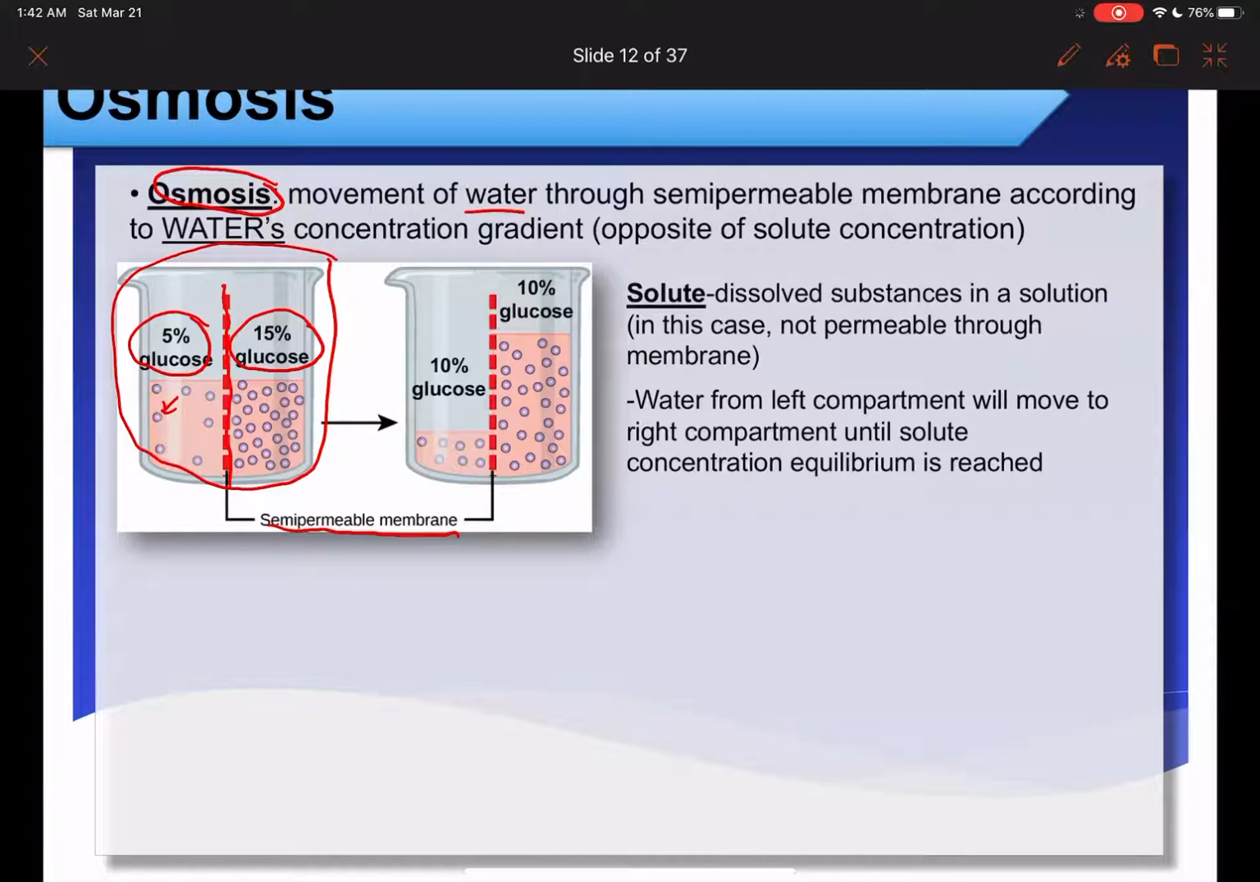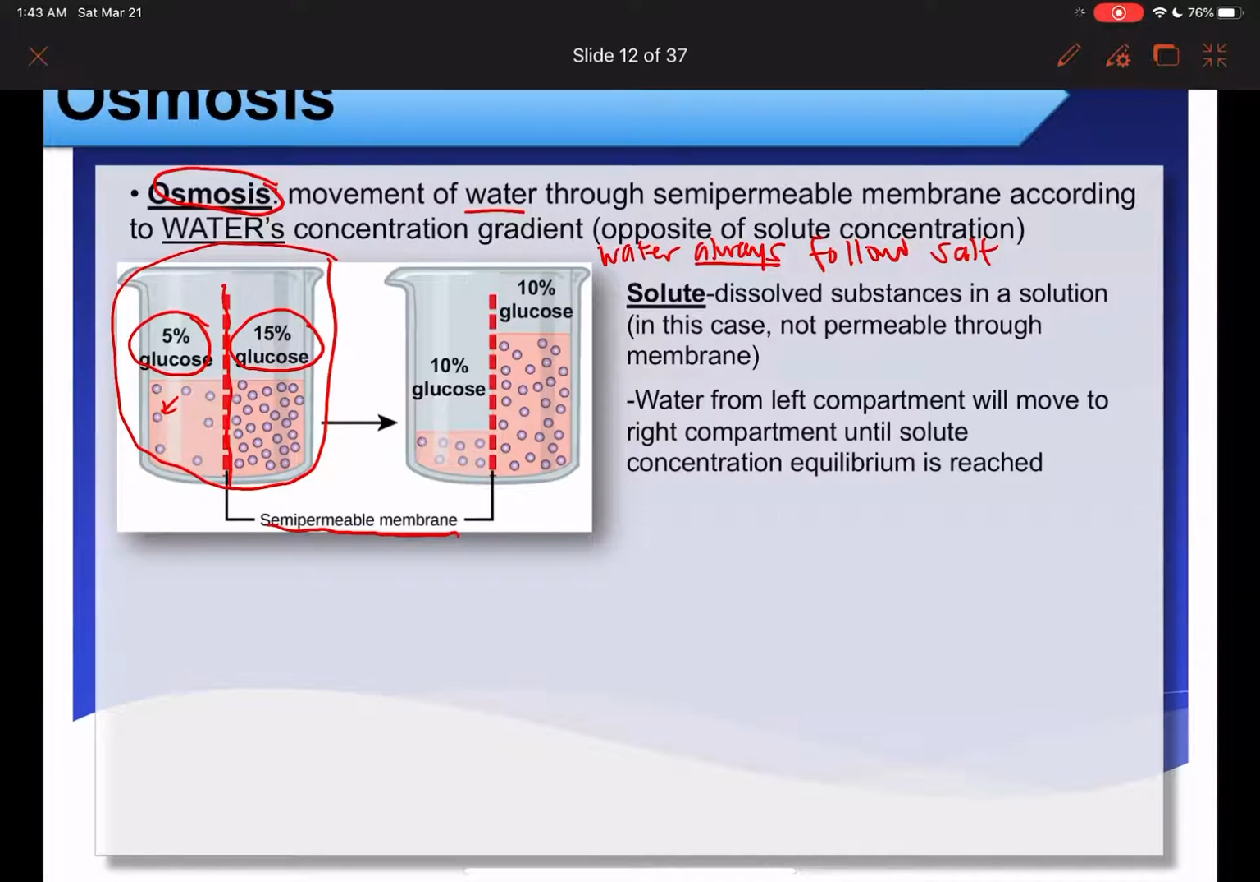Water will always move in the direction where there is higher concentration of substance. I use a rule: water always follows salt, meaning whatever it is that is higher in concentration on the other side. Remember this rule about osmosis, and you can never go wrong as to which side water will move. Water always follows salt, the side with higher concentration of that substance.